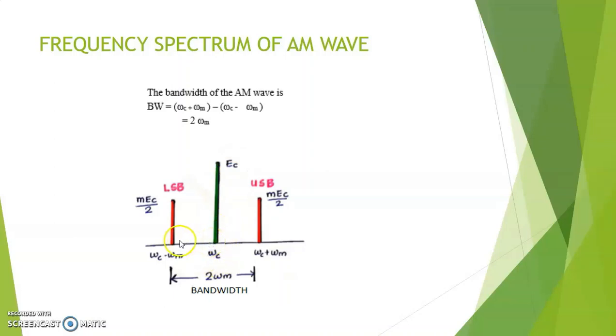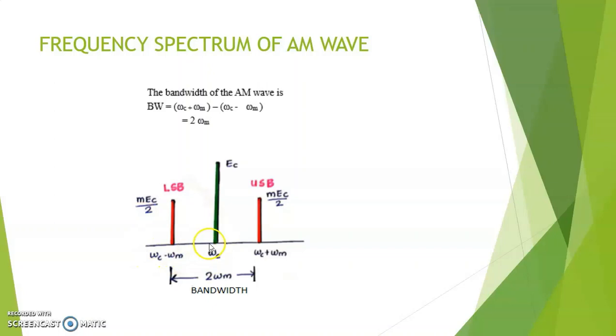Next, what we have is the lower sideband. So the lower sideband will have some modulation index into EC by 2. We saw that that is the amplitude of it. So that will be a value that is much lesser than EC because M is always less than 1. And M EC by 2.